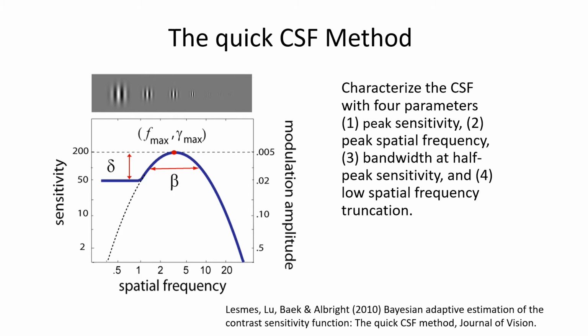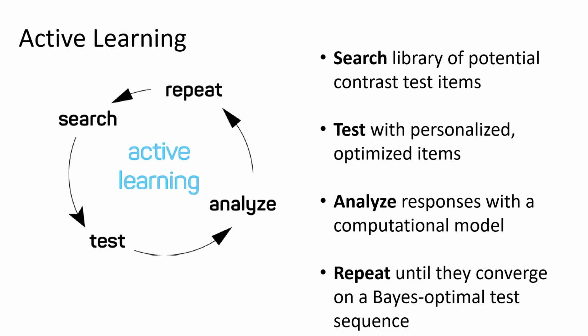About 10 years ago, we developed a quick CSF method based on an active learning algorithm. First, we characterized the contrast sensitivity function with a truncated log parabola with 4 parameters: peak sensitivity, peak spatial frequency, bandwidth, and low spatial frequency truncation. We then use an active learning algorithm to search a library of potential contrast test items, test with personalized, optimized items, analyze responses with a computational model, and repeat until they converge on a Bayesian optimal test sequence.